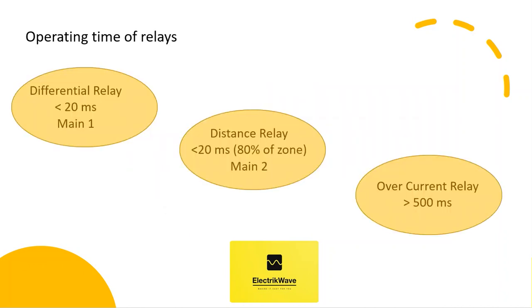Differential relays have good operating time, which is less than 20 milliseconds. Distance relay is also a faster relay, but it operates in a predefined zone of protection that is 80% of line length. Overcurrent relay operating time is greater than 500 milliseconds, due to its current characteristics. Main 1 protection is considered as differential protection, and main 2 protection is distance protection. Both shall have different communication lines and separate cores for input from the instrument transformer.